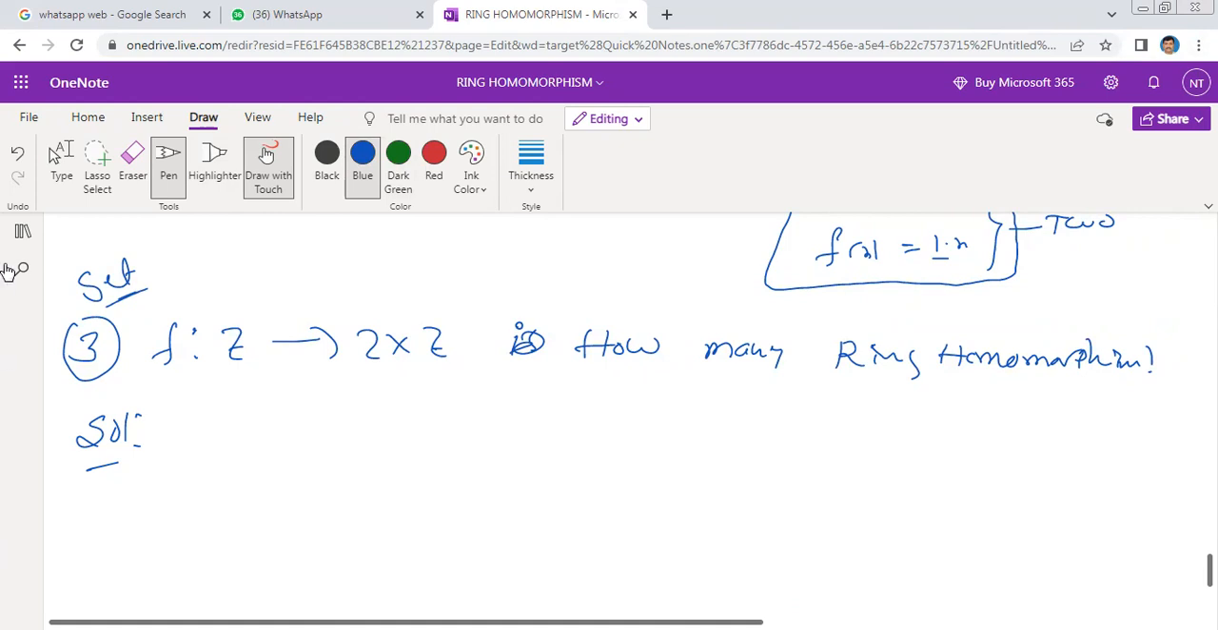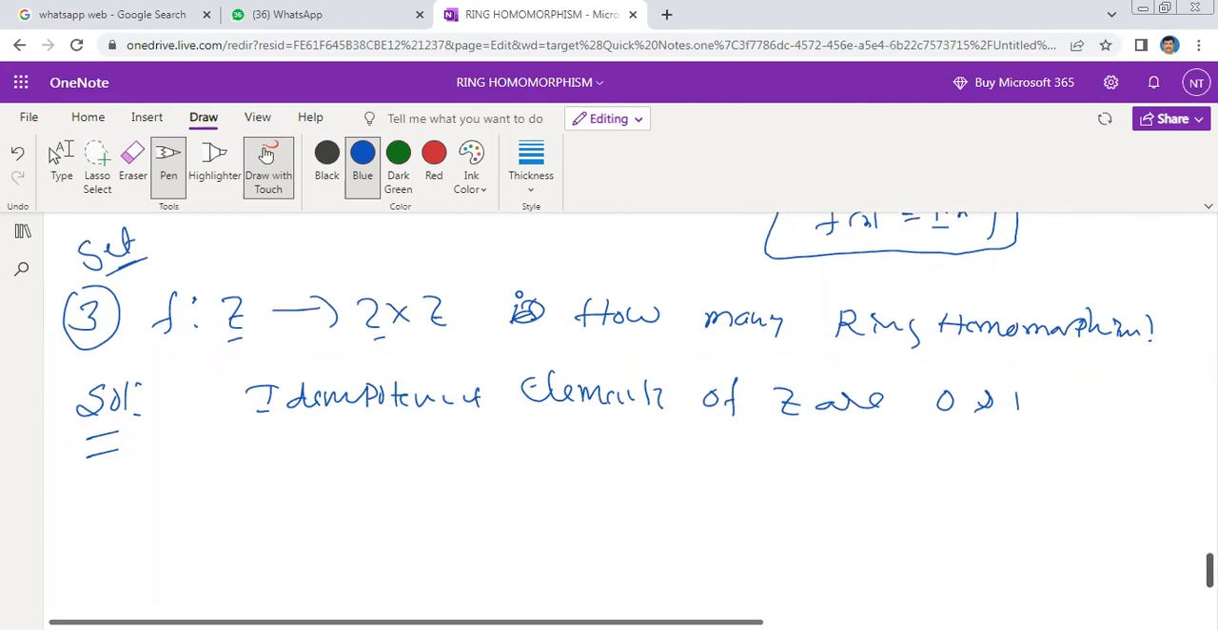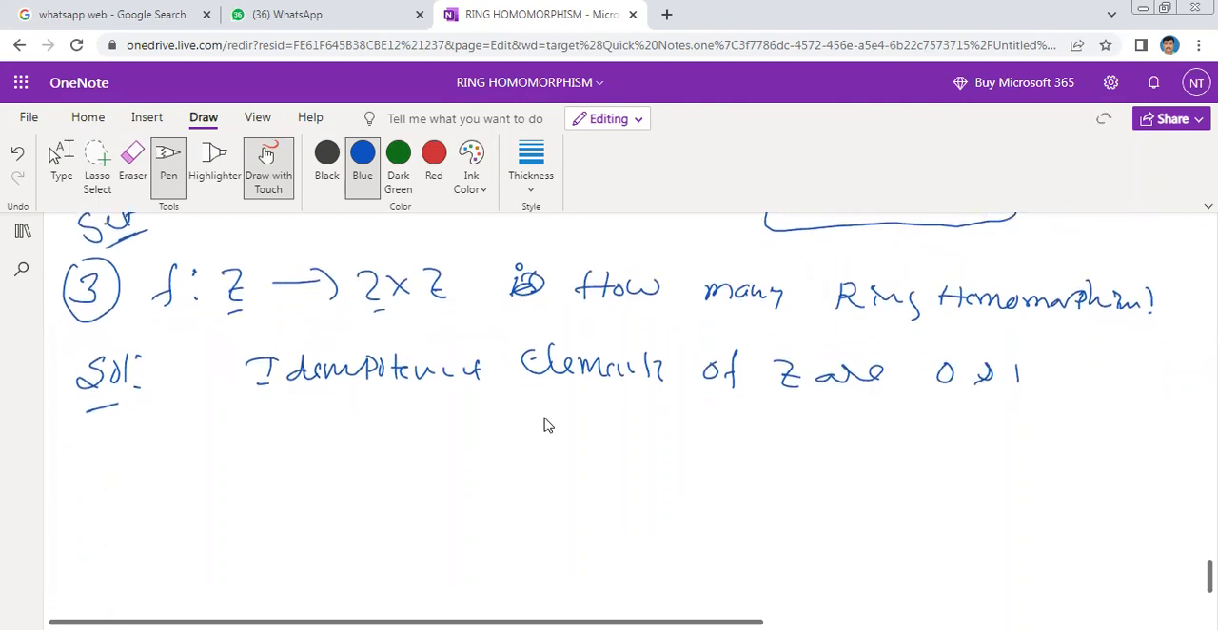So you see the mapping Z to Z cross Z. What are the idempotent elements of Z? 0 and 1. The idempotent elements of Z are 0 and 1. Right. Now I am going to write a mapping. F is a mapping from Z to Z cross Z, right? If you take the element a, it comes in ordered pair form.